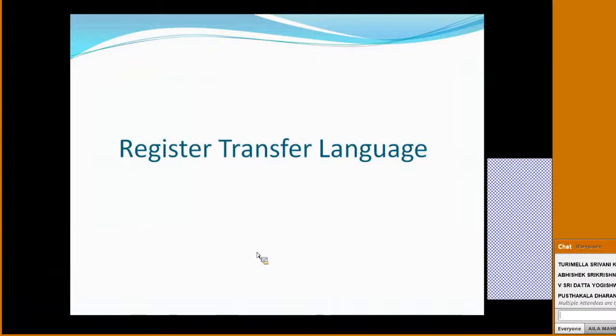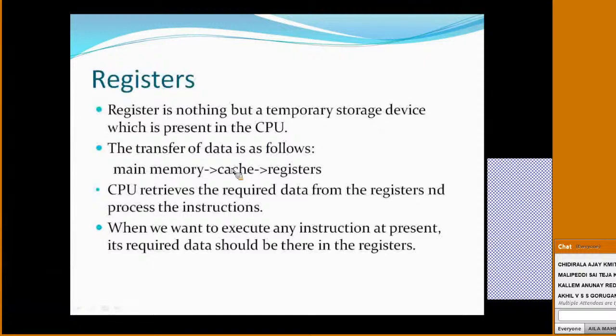Whenever you require the data, only some of the data will be placed in the main memory. The complete data will be there in the hard disk. From the main memory, you will move the data into the cache memory. When do we move into the cache memory? That we'll see later. Next, from the cache memory, whenever required, you will move the data into the register. So the registers are the temporary storage devices present in your processor. From the main memory, data will be moved to cache, and from cache, it will be moved to your register.